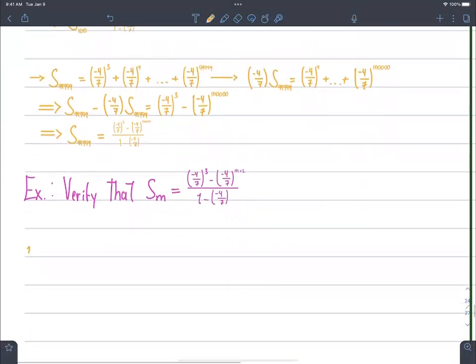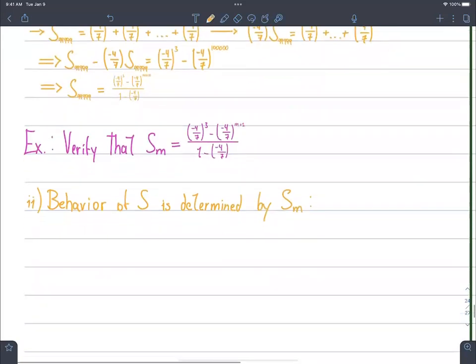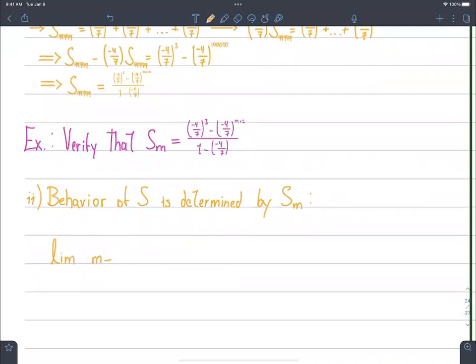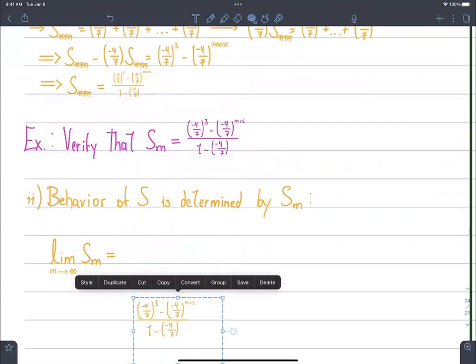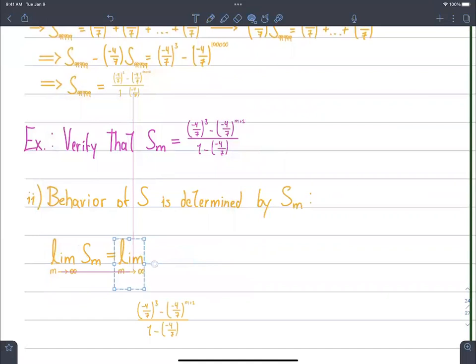And now based on that, we may determine the behavior of our whole sequence, our whole series, by considering the limit as m goes to infinity of the partial sum. It is determined by S sub m. So we just consider the limit as m goes to infinity of S sub m, and S sub m is this guy. This is the same as the limit of this amount.